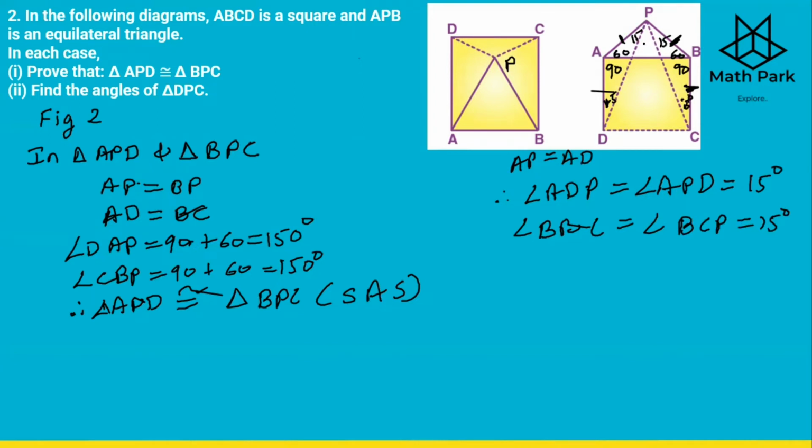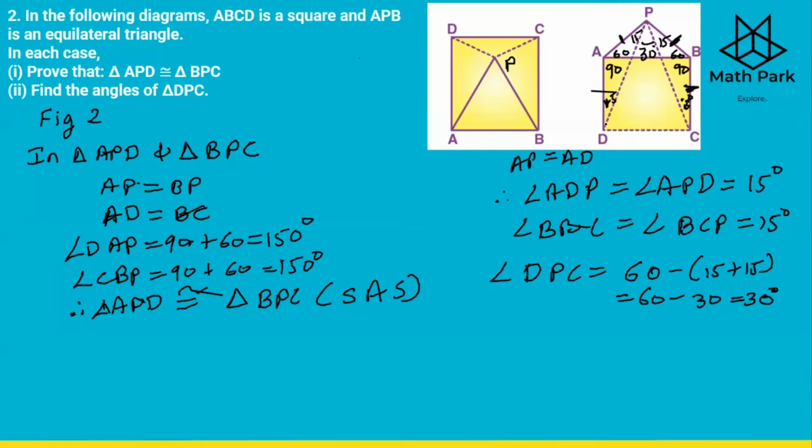Now, if this is 15 and this complete was 60 degrees, therefore you get angle DPC. Angle DPC is equal to 60 minus 15 minus 15. These two are 15 and 15. So this is how you get 60 minus 30, that is equal to 30 degrees. Okay. So you got this angle as 30 degrees.